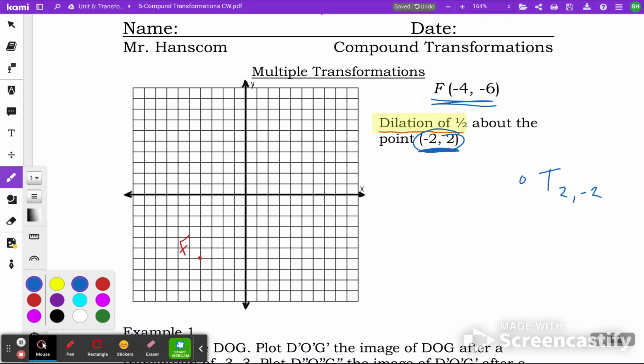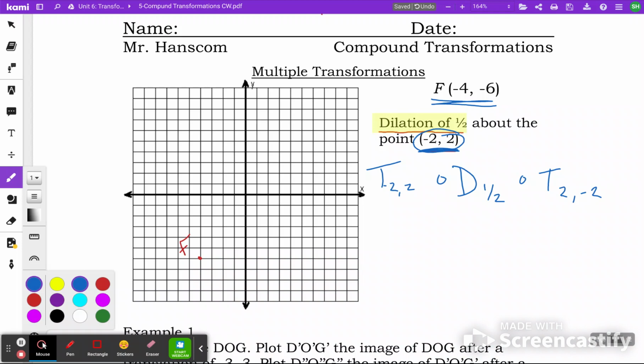Then, after that, we complete our dilation of 1/2. And then, because of the movement we did at the beginning, we will have to shift everything back to the point (-2, 2). So essentially, we undo the translation we did at the start.